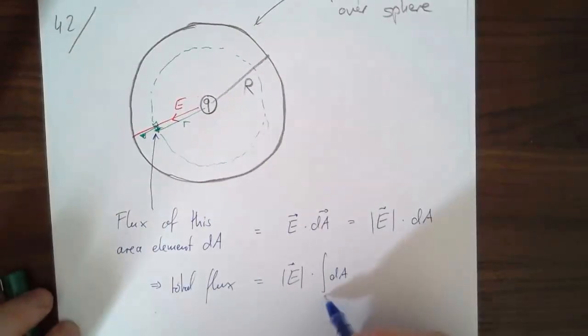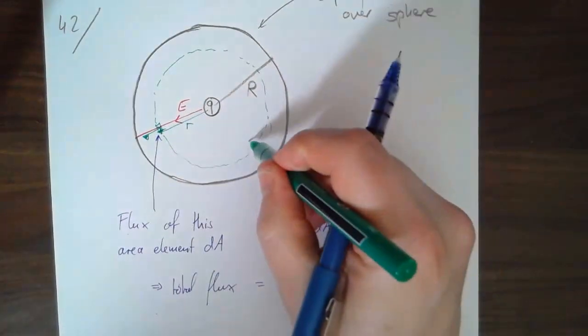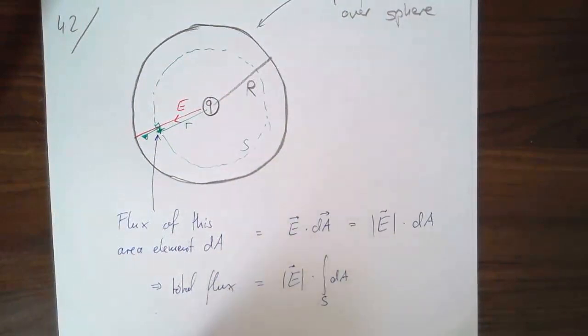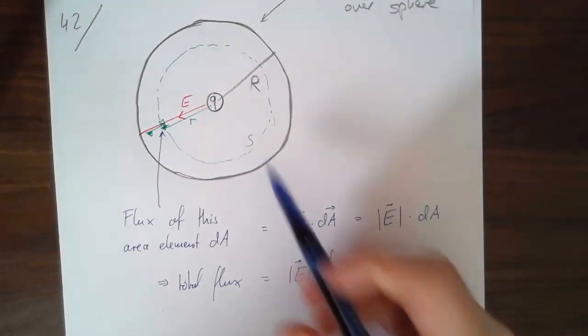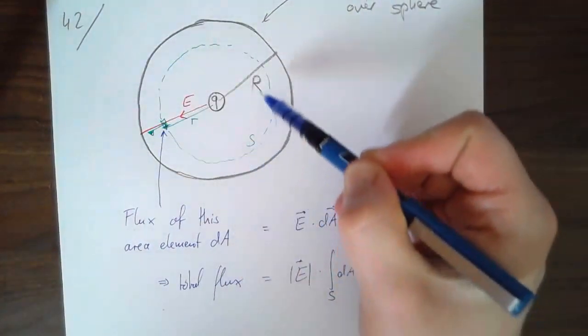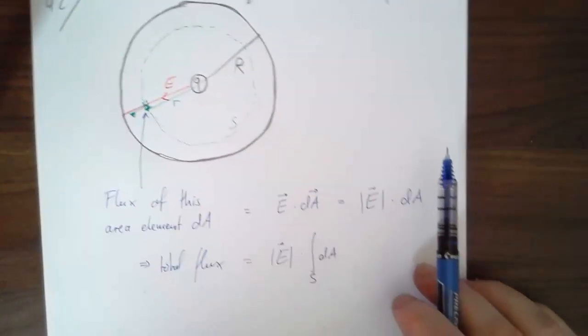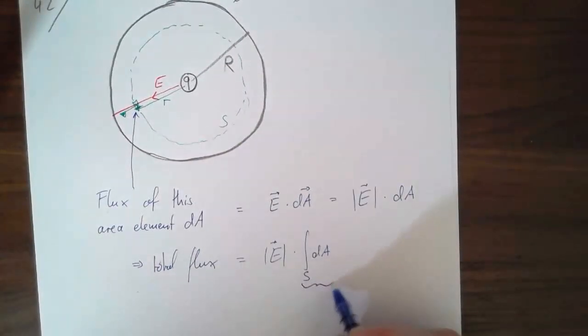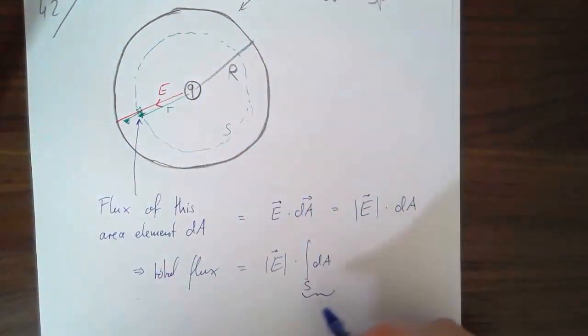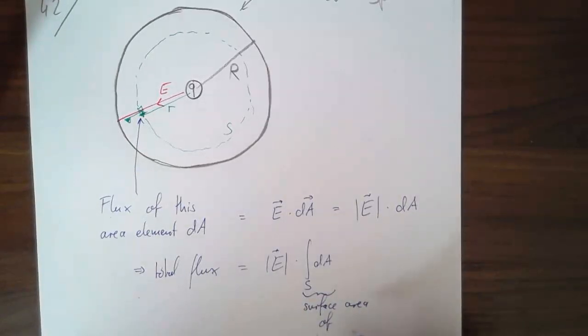Where I guess you call the surface S, and of course, this sphere, this imagined sphere of radius small r, that's our surface. So this thing is just the surface area of S. What's the surface area of a sphere? You can figure it out.